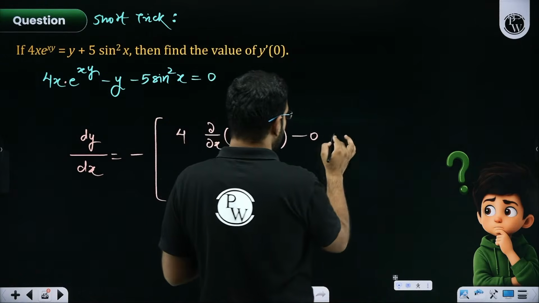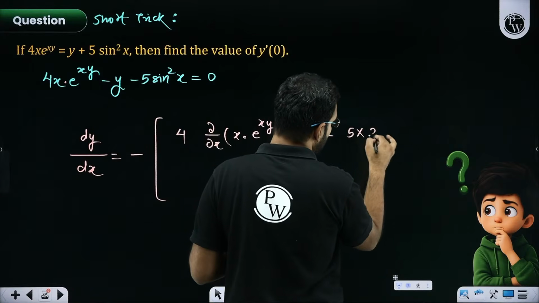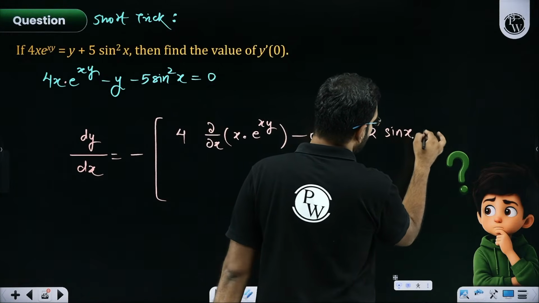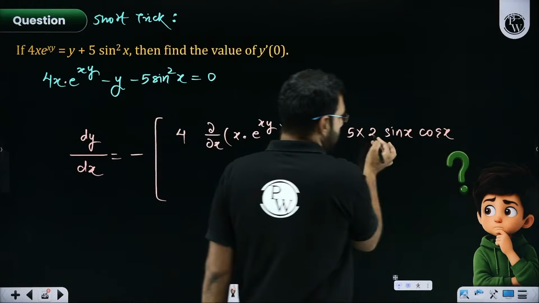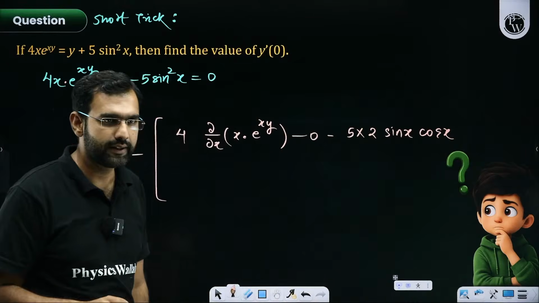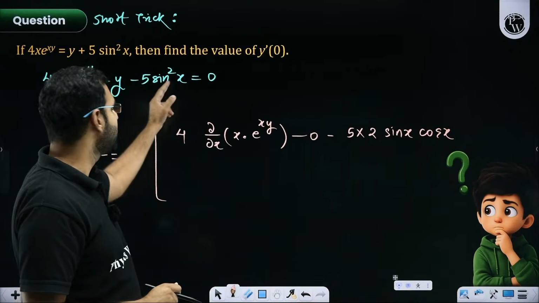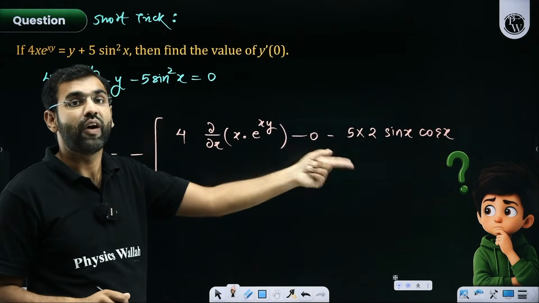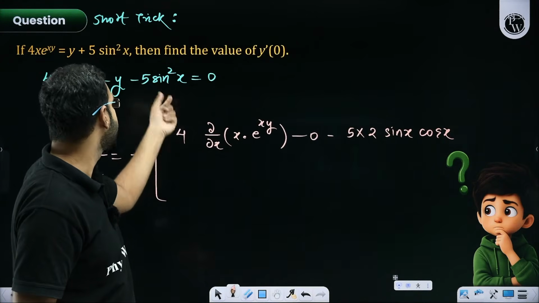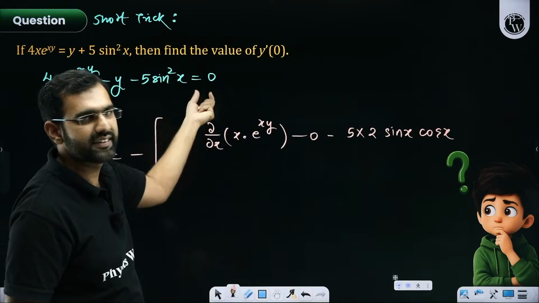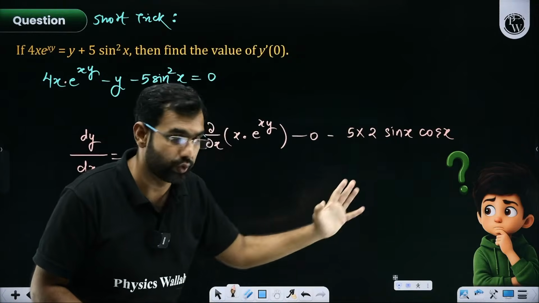Then 5 sine square x is clearly 5 into 2 into sine x into cos x. Shall I explain this part again? We have already done it. The derivative of 5 sine square x with respect to x, treating y as constant, will be 5 into 2, 10 sine x, and the sine x derivative will be cos x. Chain rule I have used.